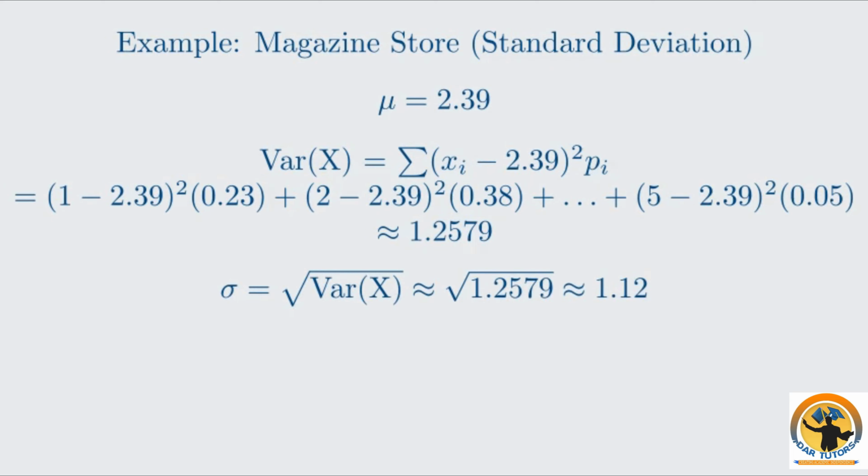This calculation results in a variance of approximately 1.2579. Taking the square root gives us a standard deviation of about 1.12. So, on average, the number of magazines purchased deviates from the mean of 2.39 by about 1.12 magazines. This gives us a complete picture of the distribution's center and spread.